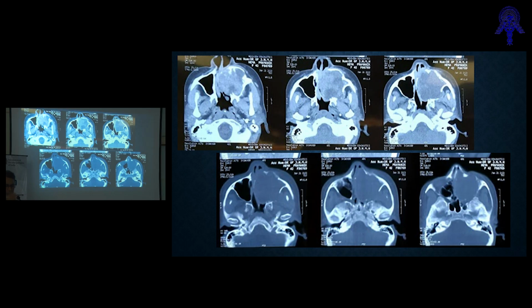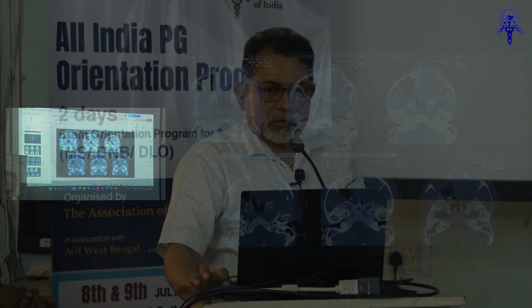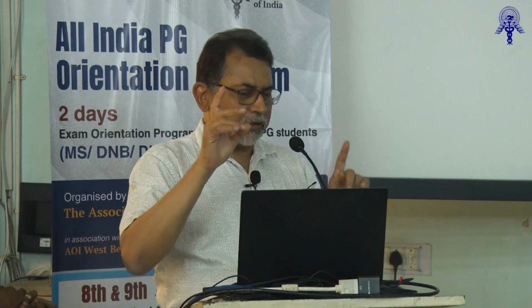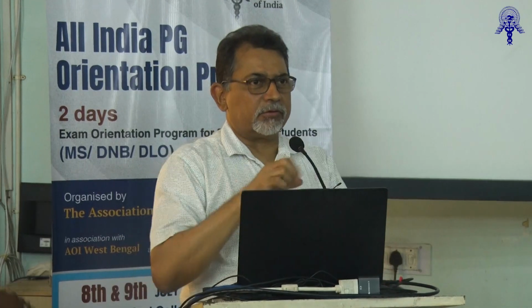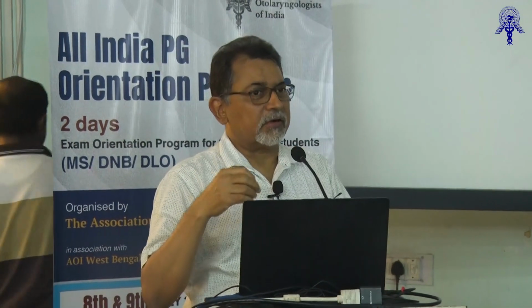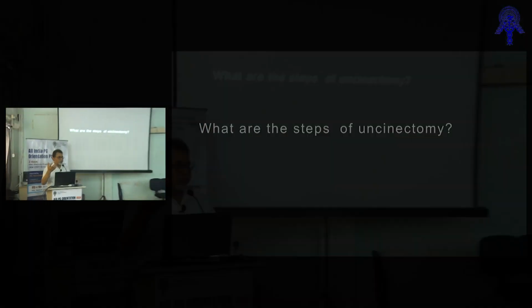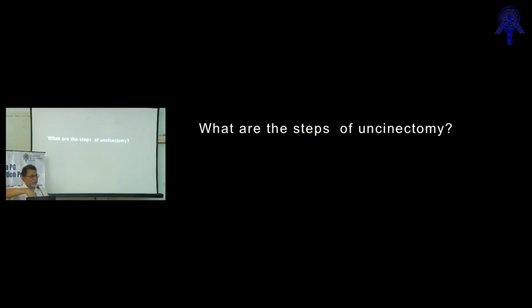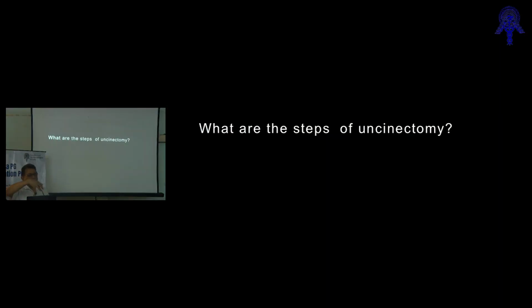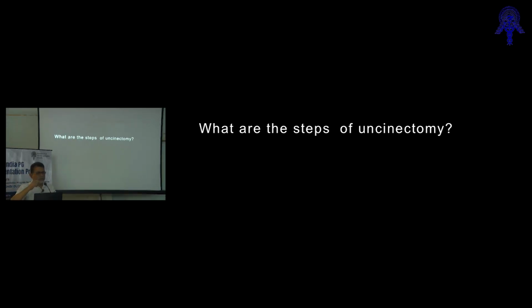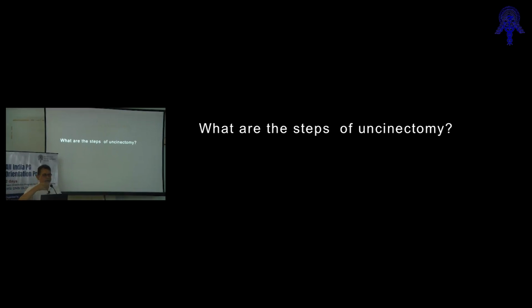Okay. Thank you. In the next 10 minutes we will take you through the basic steps of FESS. What are the common questions asked? Because you might get a case of antrochoanal polyp or an ethmoidal polyp, as we have discussed. So first question that is usually asked: can anyone tell me what are the steps of uncinectomy? Please, fast. No volunteers, then I'll have to go in a didactic manner.